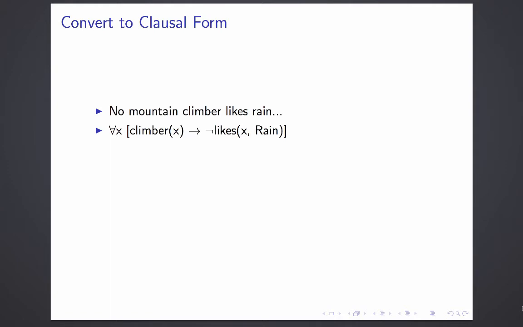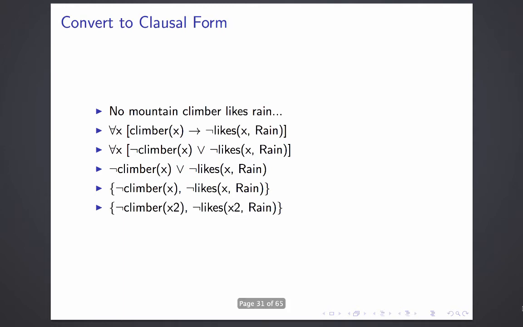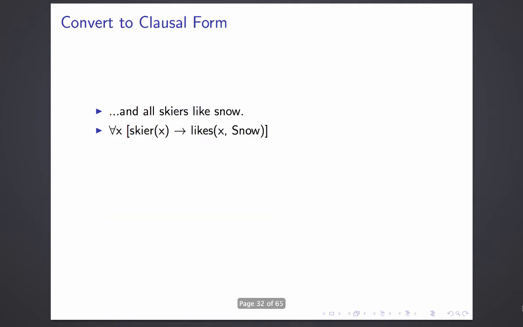Again, we have an implication that we have to eliminate because the scope of the universal is the entire implication. When we negate the antecedent of the implication, we negate the predicate climber, and then we can convert the implication to a disjunction. So we get this. Now we can drop the universal. We have something in conjunctive normal form, so we can convert that to clausal form. Now we rename our variables. Since we used 1 previously, we can use 2 here, and now we have unique variables.